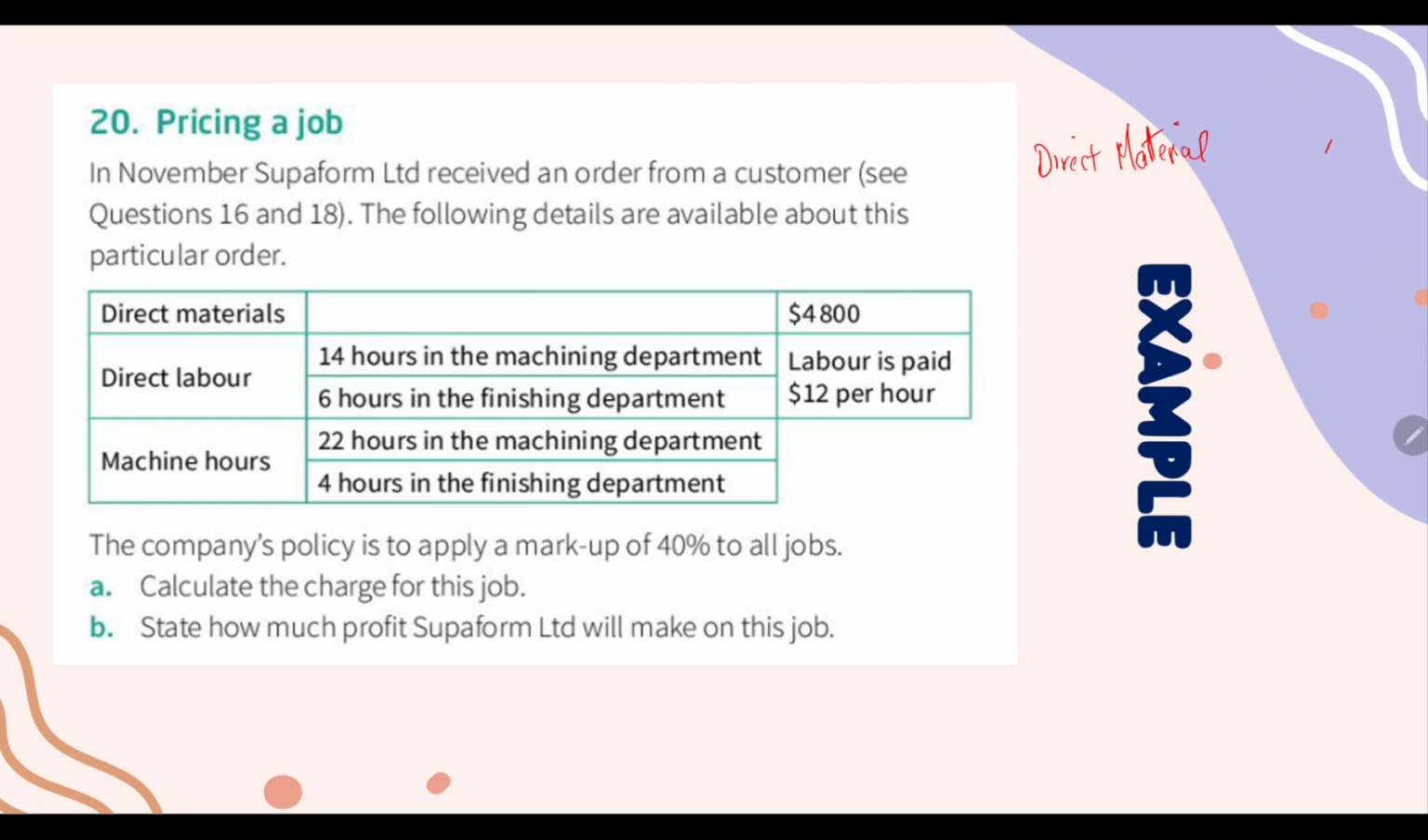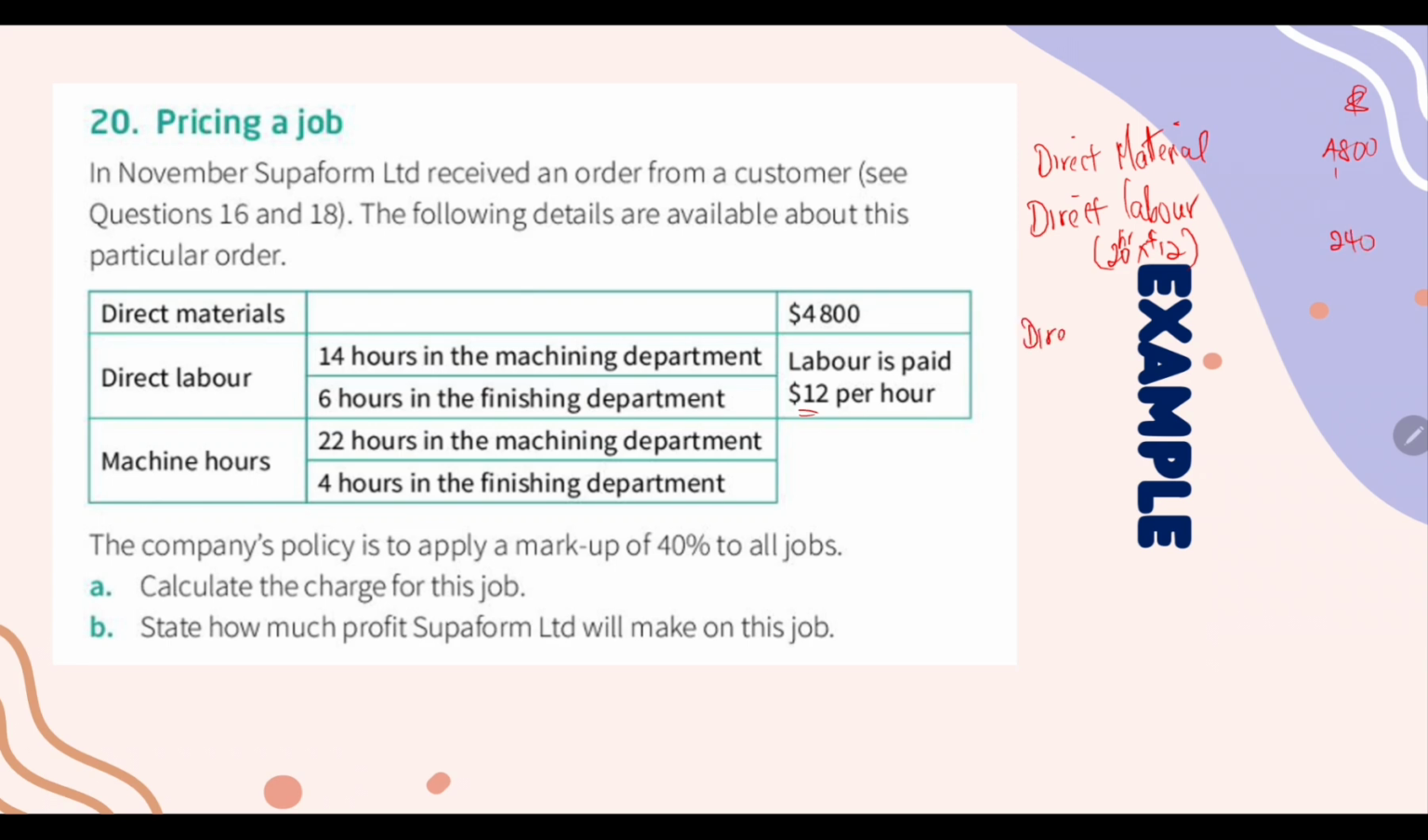Direct material at $4,800. Let me put the dollar sign here. Direct labor. For this one, it could be calculated. We have 20 hours, and we have a fixed rate per hour, so you can just multiply it, and it's not going to affect anything, right? So 20 hours times $12 is going to give you $240.